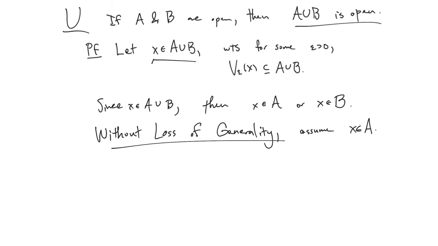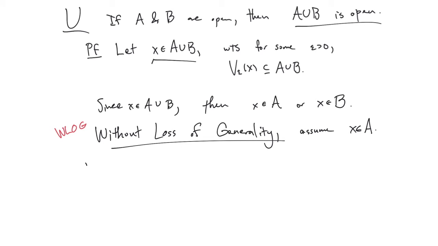We are often going to say that. I will usually abbreviate this like that: "without loss of generality, we can assume that X is in A." I'm not saying X really must be in A. It's just that either way is the same argument, so we might as well just do it once. We don't have to write the whole thing twice. All right. Without loss of generality, assume X is in A.